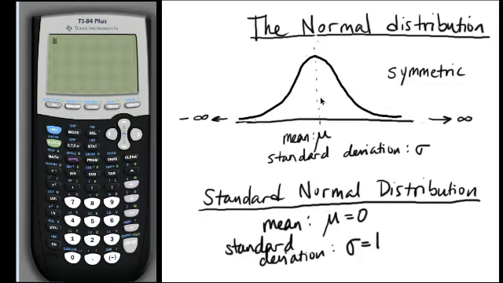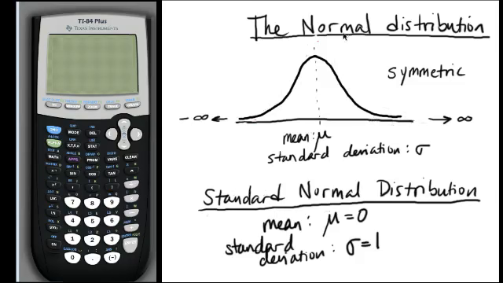It's centered around the mean, which we'll call mu, and it also has a parameter called the standard deviation, which we call sigma, which lets us know how tall or short, in other words how wide or narrow, this bell will appear. The higher the standard deviation, the more our observations are spread out, and the wider this bell will be.